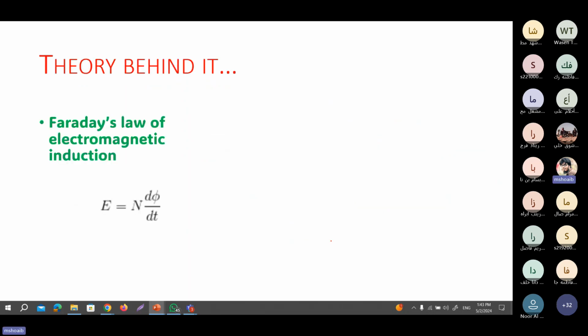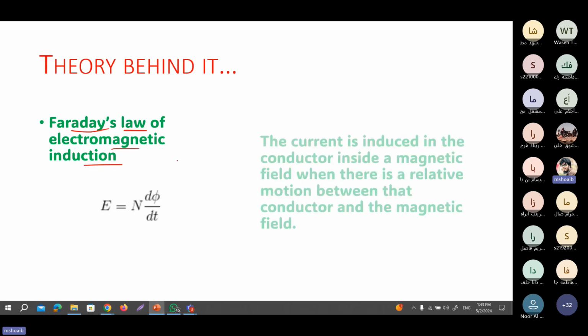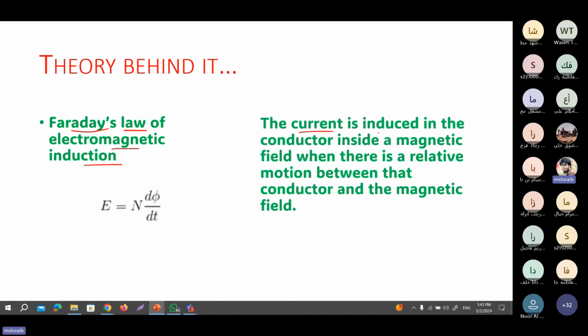Okay, so how does this electrical energy get generated? What is the theory behind it? The theory behind it is described by Mr. Faraday in his law of electromagnetic induction. It says that the current is induced.